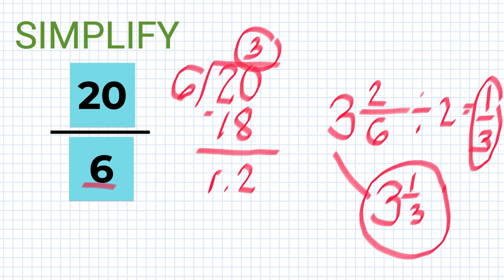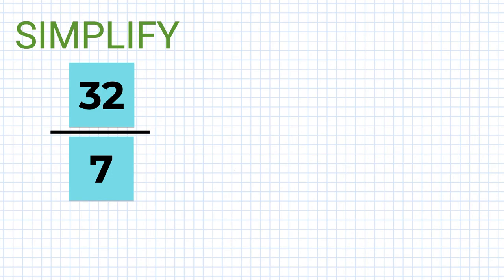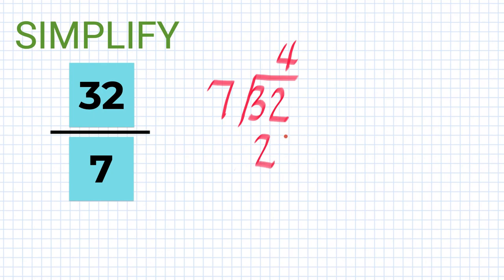Okay, that's great. Now, let's have the second to the last example, because I'm going to present another one. 32 divided by 7. Change to mixed number because this is improper. 32 divided by 7. What's the answer? 4. 4 times 7, that is 28.